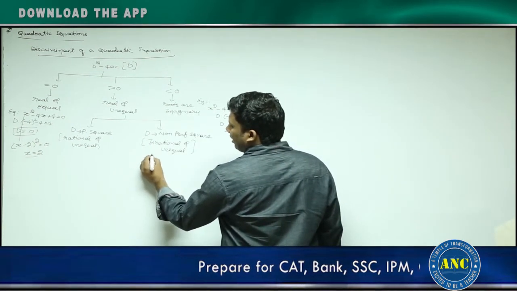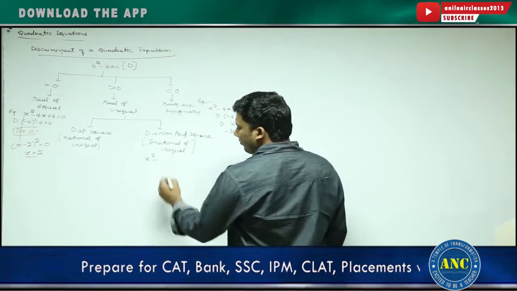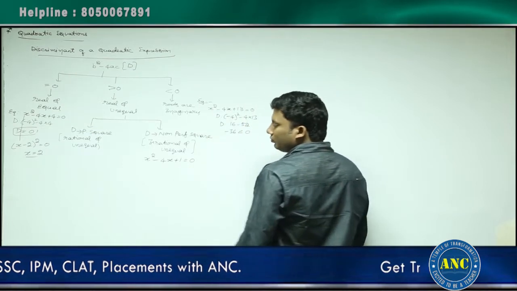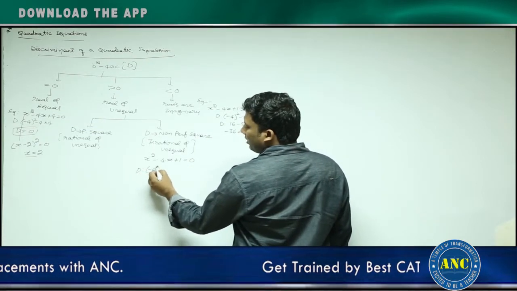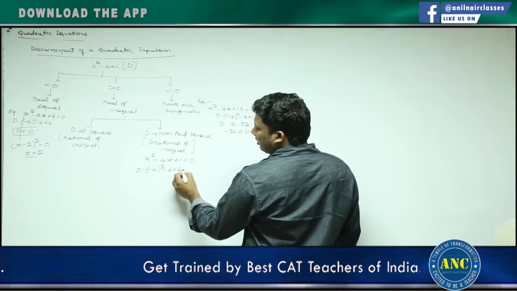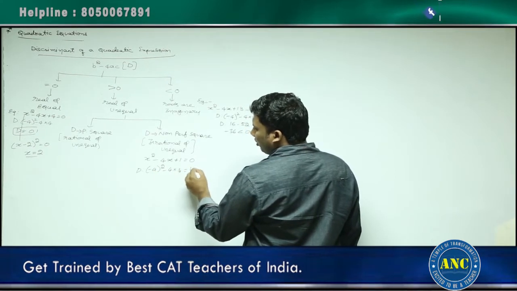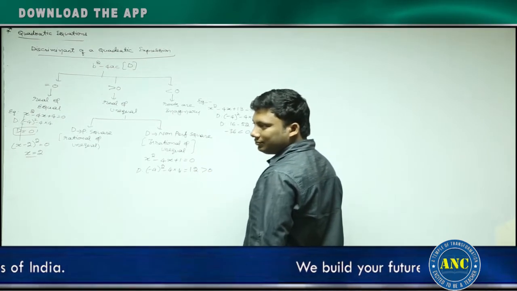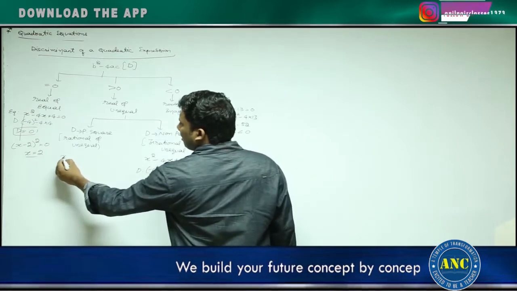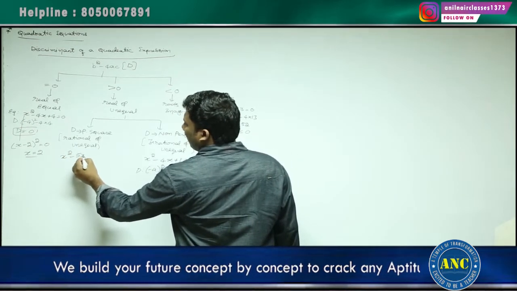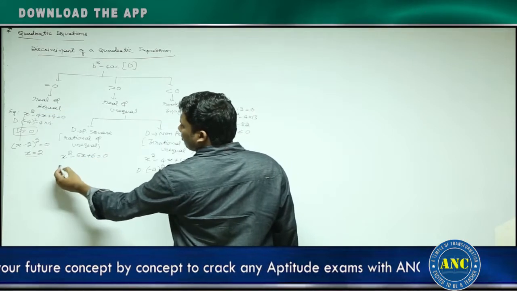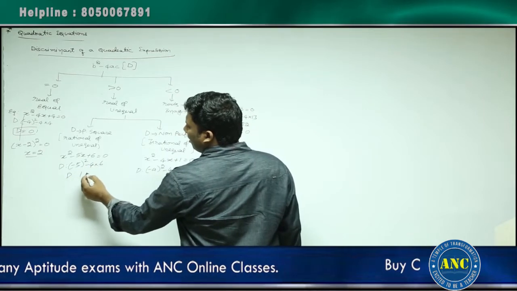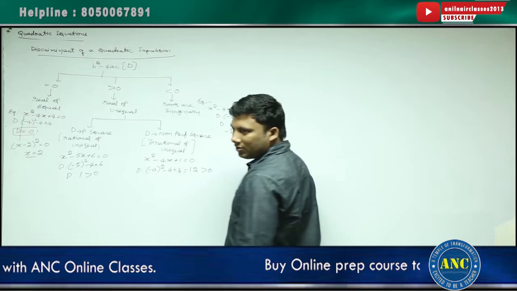This is x square minus 4x plus 1 equivalent to 0. What will be the discriminant? B square minus 4ac, 16 minus 4, 12. 12 is a non-perfect square and greater than 0. This is x square minus 5x plus 6 equivalent to 0. So this will become b square minus 4ac. D is 1, which is greater than 0. 1 is a perfect square.